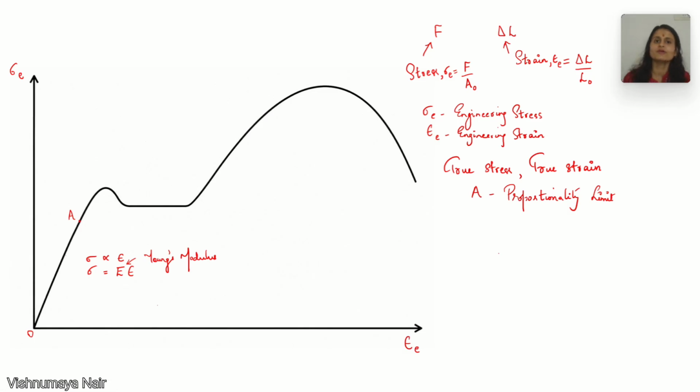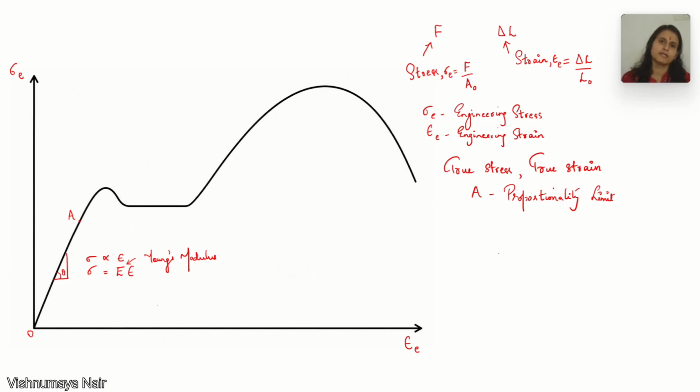This Young's modulus of the material is actually a measure of stiffness of the material. A steep slope means a high value of Young's modulus, which indicates greater stiffness. So if we take the slope of this line, tan theta, we get the Young's modulus of the material. So the slope of this portion gives us the Young's modulus of the material.